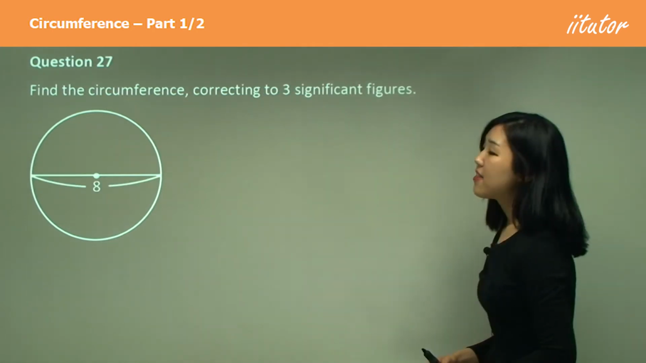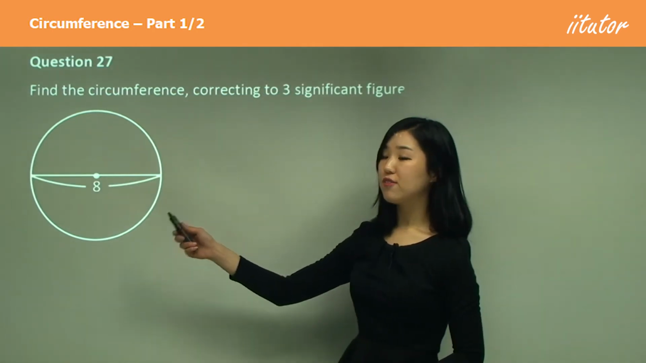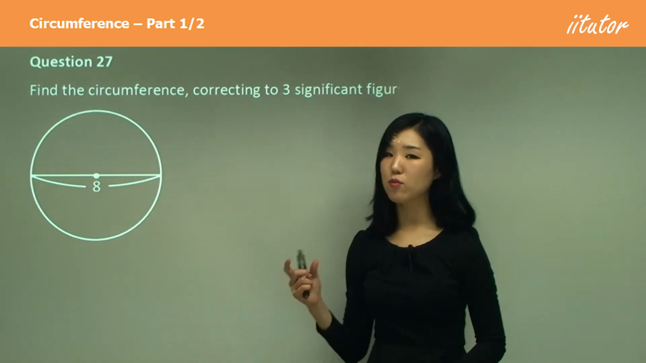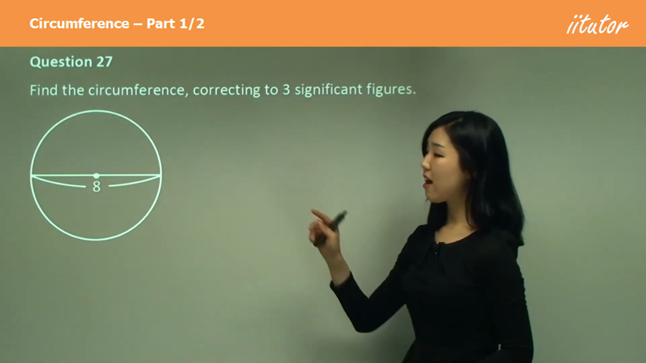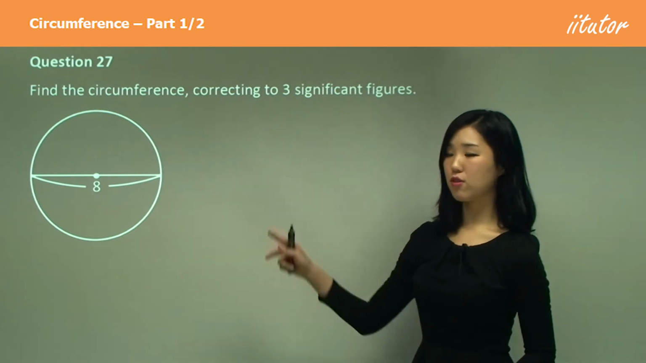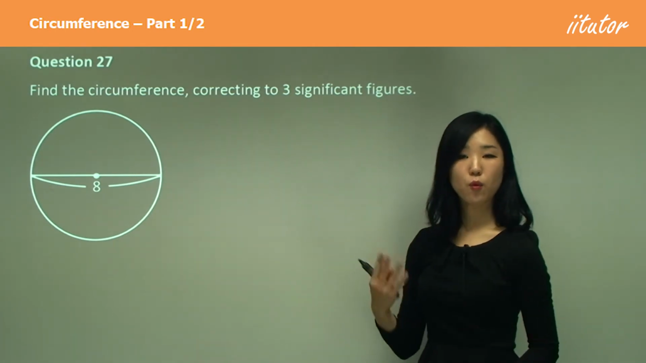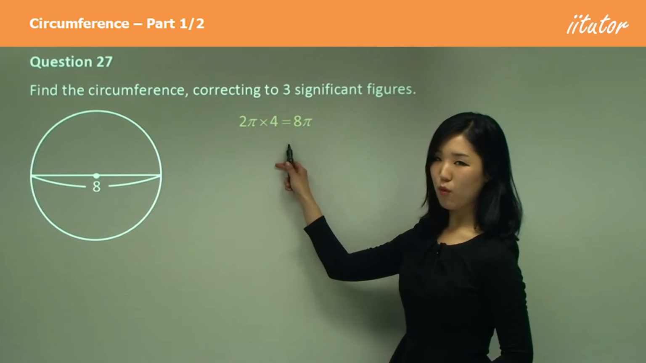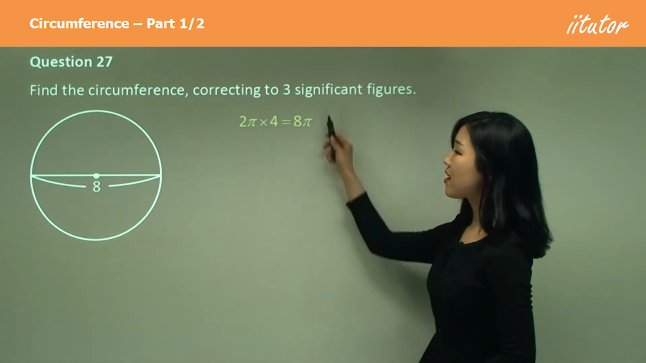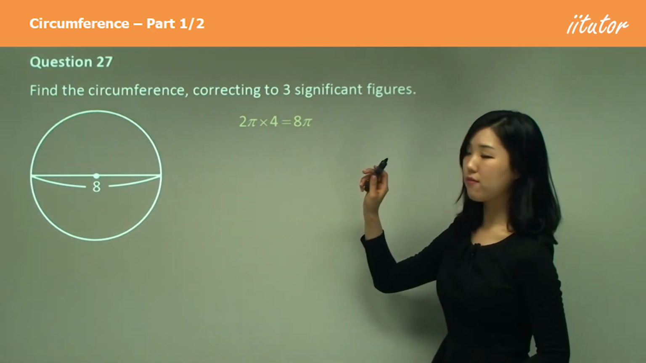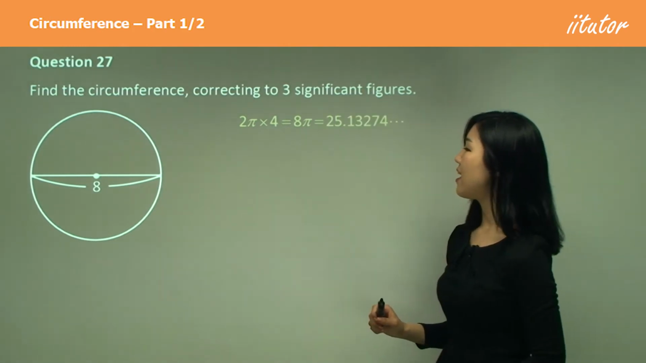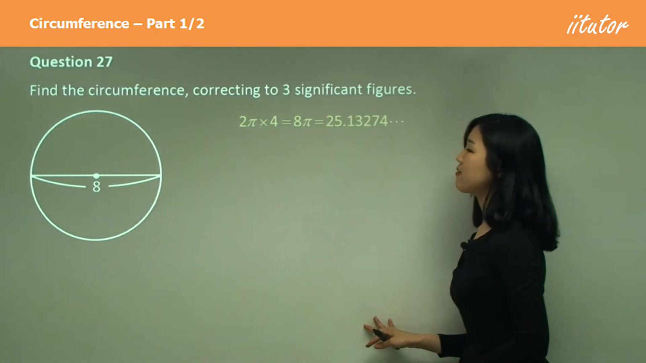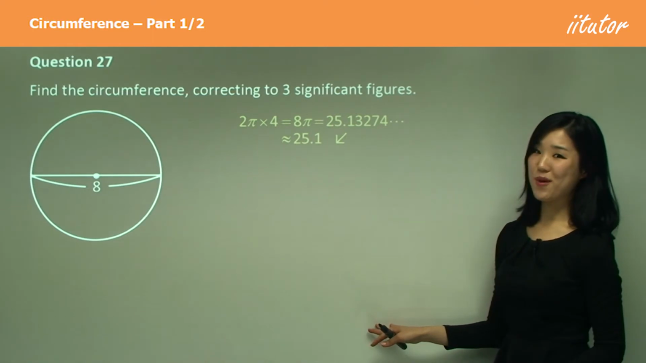Find the circumference. This time they give you the diameter, which is 8. So what's the radius? We always want to look for radius. Diameter is 2 times radius, so the radius must be half of that, which is 4. It's 2 pi times 4, which is 8 pi. But this time they want you to correct it to 3 significant figures, so plug that into your calculator to get this, and to 3 significant figures is 25.1.